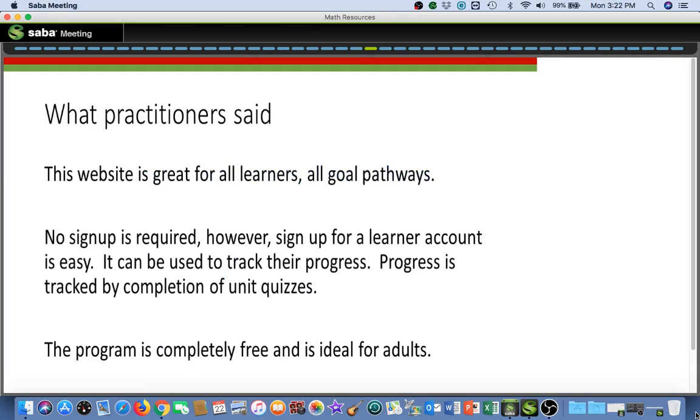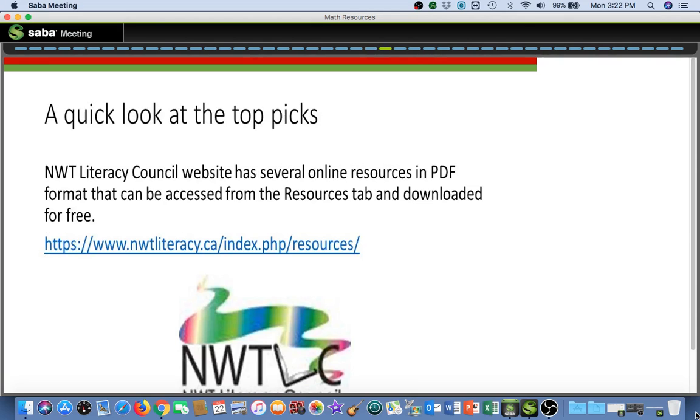Comments from participants who responded was, it's great for all learners, all goal paths, and you need to sign up for an account which tracks progress. There's unit quizzes as you move through the units. Free and ideal for adults. Wow, that's the first time we've heard that, I believe. So that's important. Next slide, please.